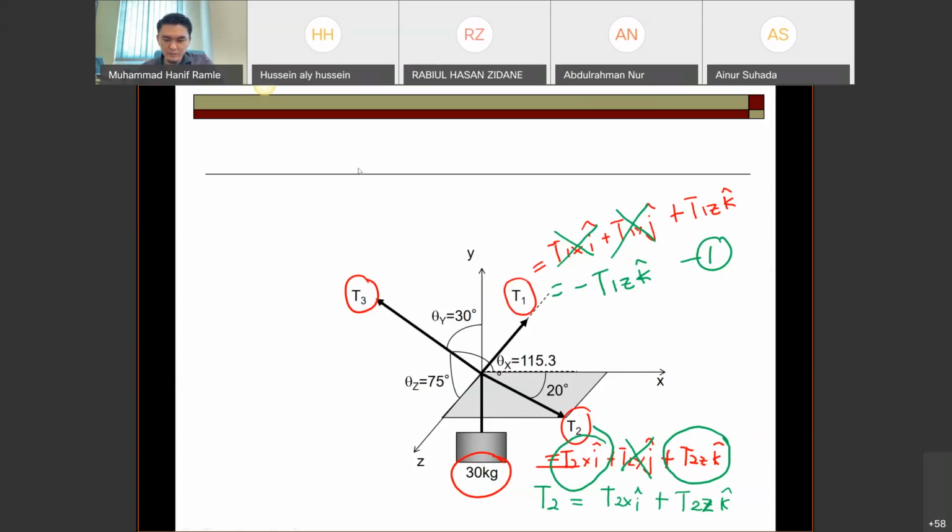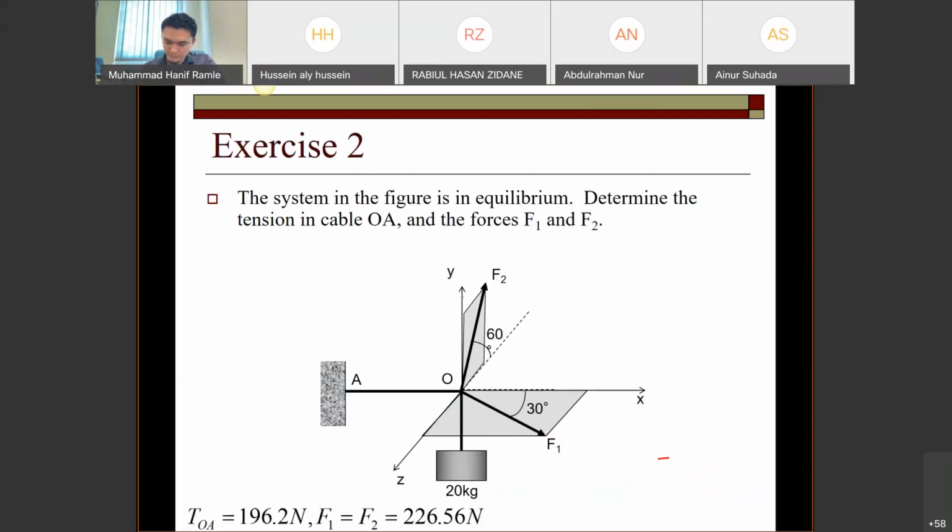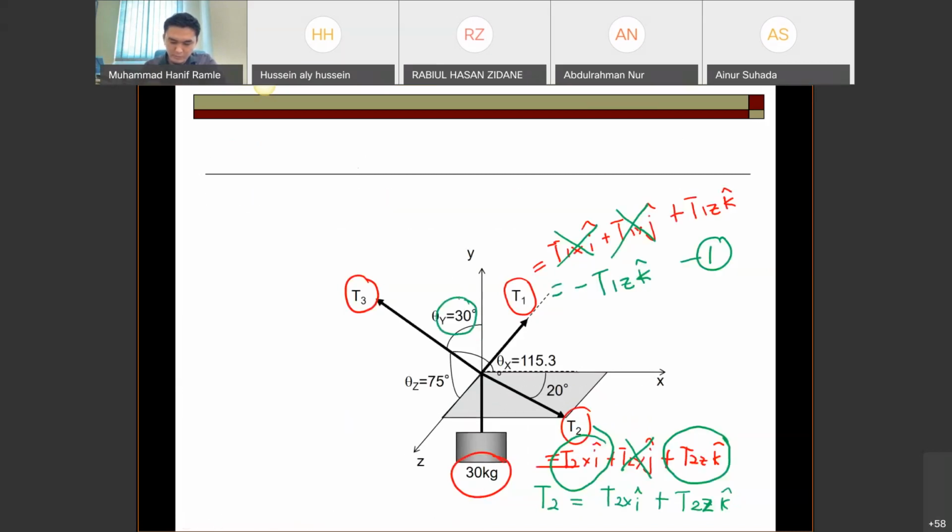So for the third force, which is T3, you have all the components. You have to use the angles here: the 30-degree angle, 75 degrees, and also 115.3 degrees. Can you do it right now to convert T3 into IJK form?